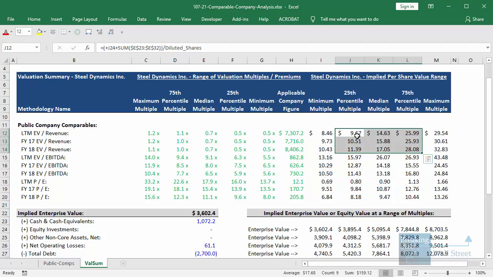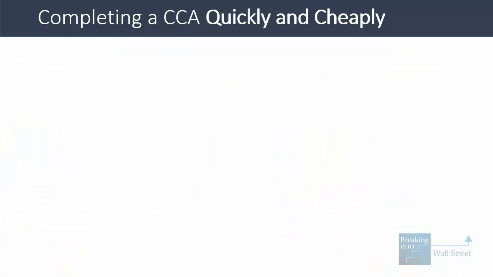It goes from about $9 or $10 per share all the way up to $28 per share. So if we take the midpoint of that range, it would probably go from about $13 up to about $24 or $25. But something like that is what we could say based on these numbers. So that's it for the process and how this looks in Excel.